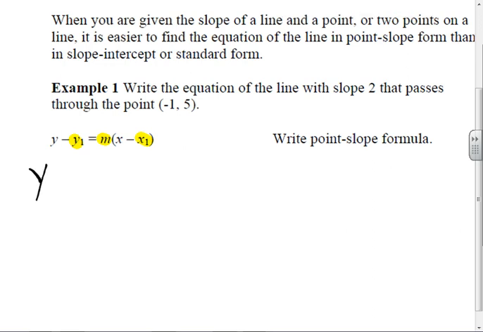So write this down with me. Oh, I got a couple copies for you back there. It's y minus, I'm going to put a parenthesis there for my y1, equals my slope, and then it's x minus x1. And I'll put a parenthesis there too. So at least I do it.